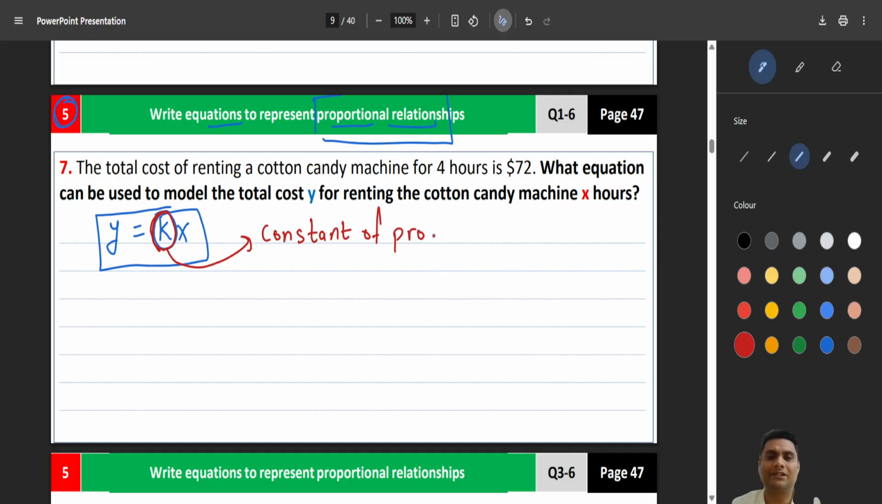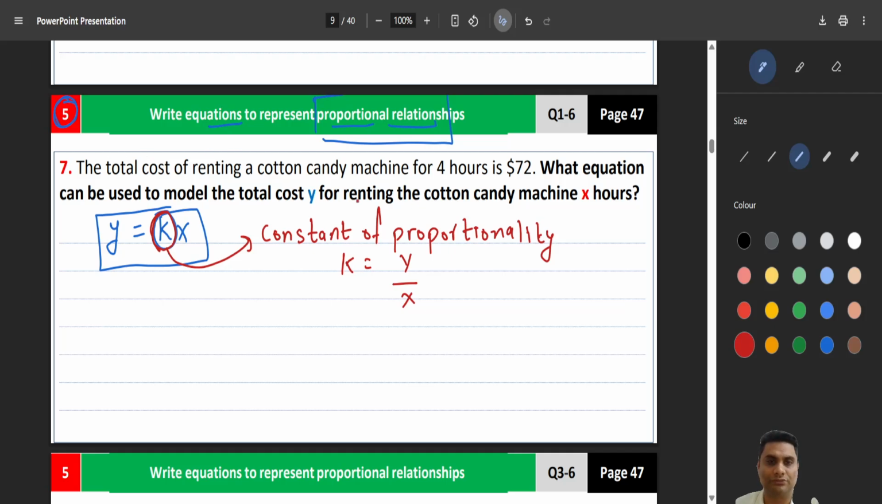So to write the equation of proportionality, you have to find the constant of proportionality. How do we find the constant of proportionality? I told you we have to do y divided by x. Now how will I choose the y and x?